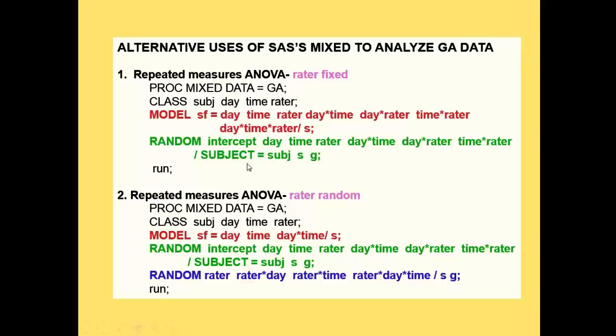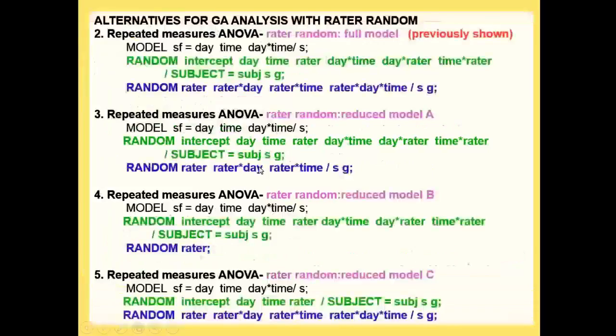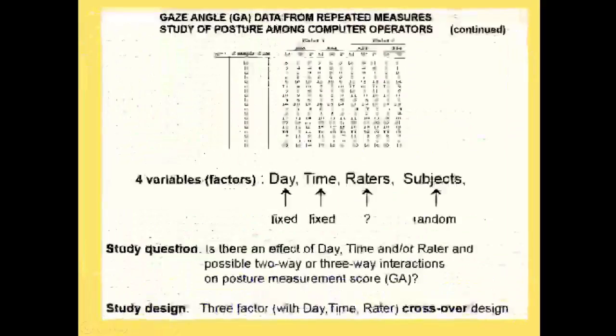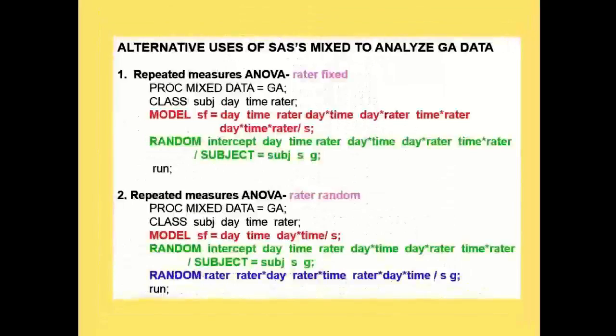Well, if you fit this model, I don't know if I actually wrote the model out up here. Did I actually write the model? I didn't write the model. If you fit this model, rater's fixed, and you're allowing for treating subjects as a random factor, even though rater is considered to be a fixed factor. So you're allowing for interactions of subjects by day, subjects by time, subjects by rater, subjects by rater times time, and so on. That's what this is doing.